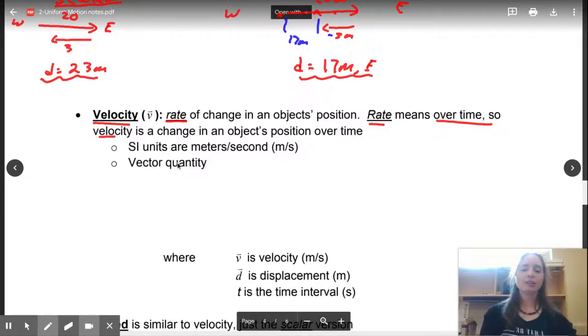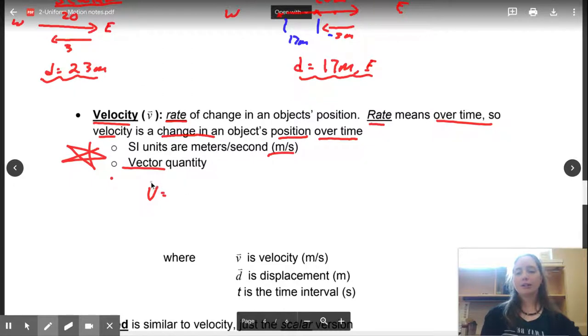So essentially, ladies and gentlemen, because velocity is the rate at which an object's position changes, that means velocity is a change in an object's position over time. All right. So your units are meters per second. It is vector. Big star. You must know that.